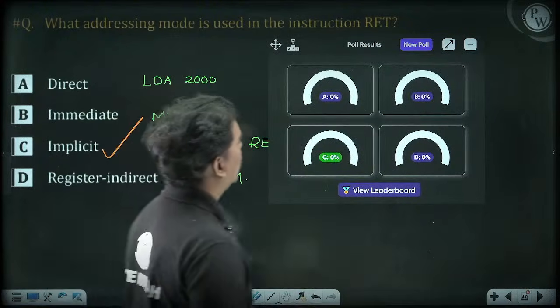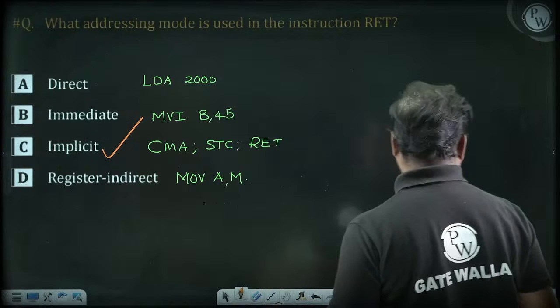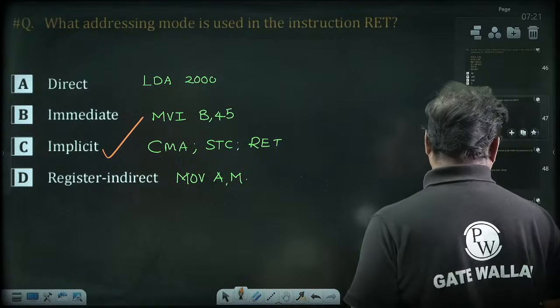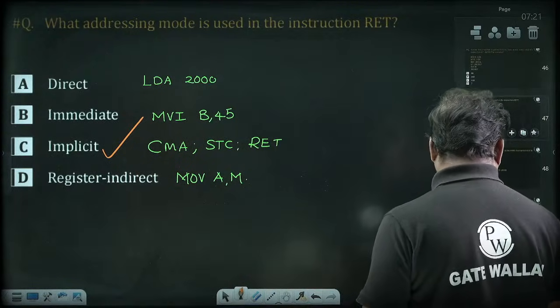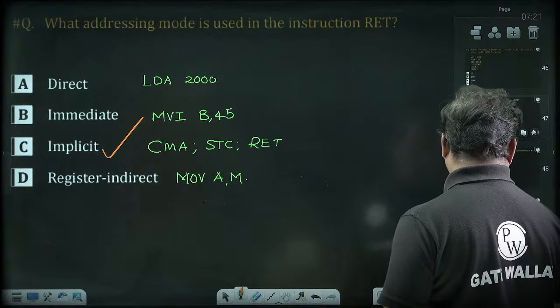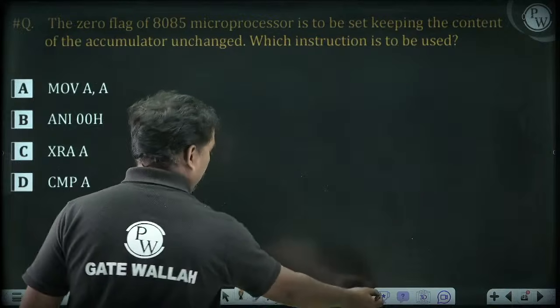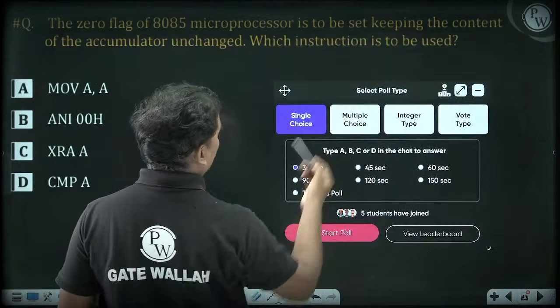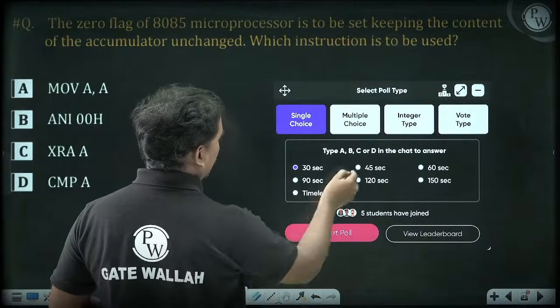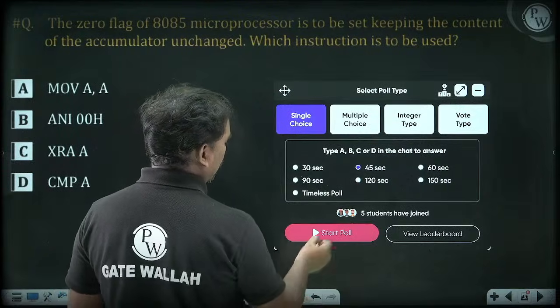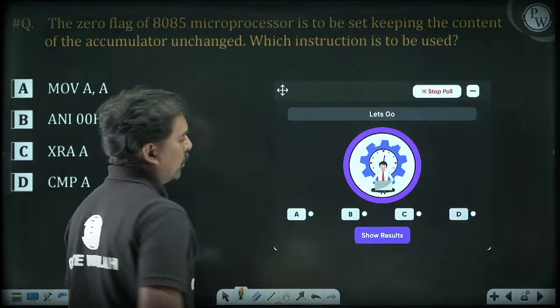Nobody has given leaderboard. Chalo, let us go for another question. Answer this question.